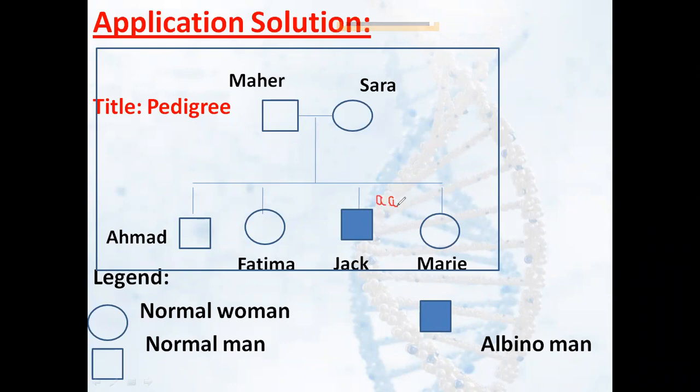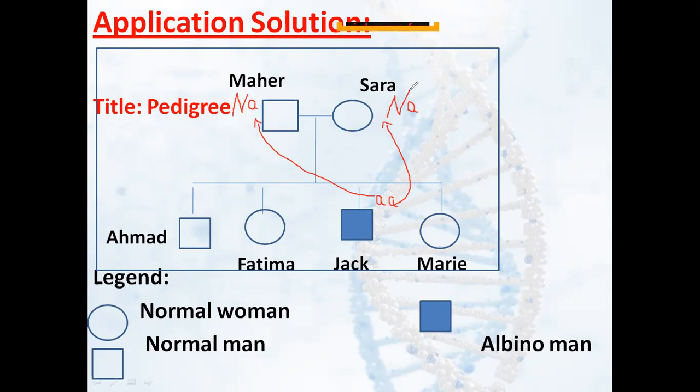So Jack should inherit a from each of the parents, a from father and a from mother, and they should have a here and a here. But Maher and Sarah, they are normal. So they should be carrying the allele for the normal, so an N and an a.